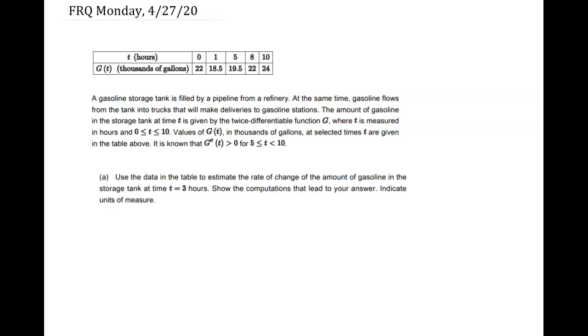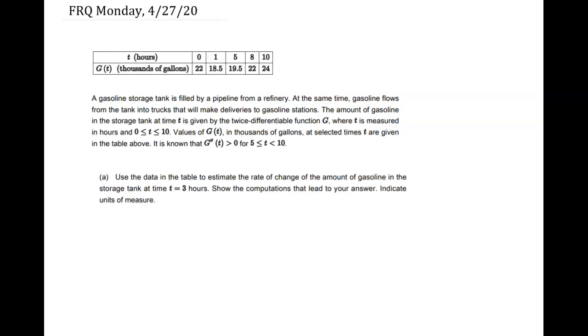For this FRQ, we have some data on a gasoline storage tank filled by a pipeline from a refinery. Gasoline flows from the tank into trucks that will make deliveries to gas stations. The amount of gasoline is given by the twice differentiable function g. t is in hours, 0 ≤ t ≤ 10, and the table gives us t and g(t), and it is known that the second derivative is greater than 0 for 5 to 10.